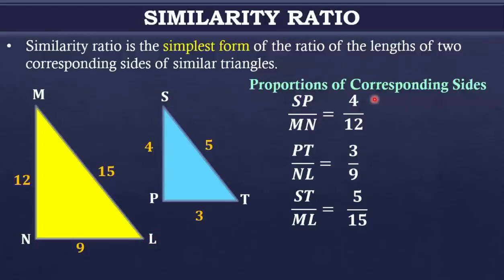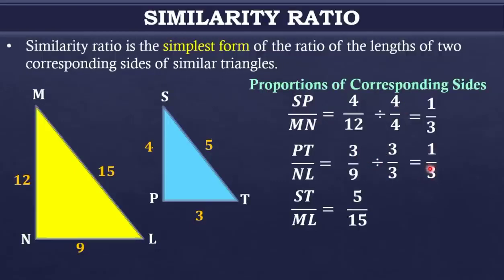Okay? So, from here, paano natin malalaman o makukuha ang similarity ratio? So, as you can see, iba-iba sila ng ratio. So, ang gagawin po natin, kukunin natin yung lowest term. So, kunin natin yung GCF. The GCF is 4. And then divide. So, that is 1/3. And then this one, the GCF is 3. So, 3 divide 3, that is 1. 9 divide 3 is 3.